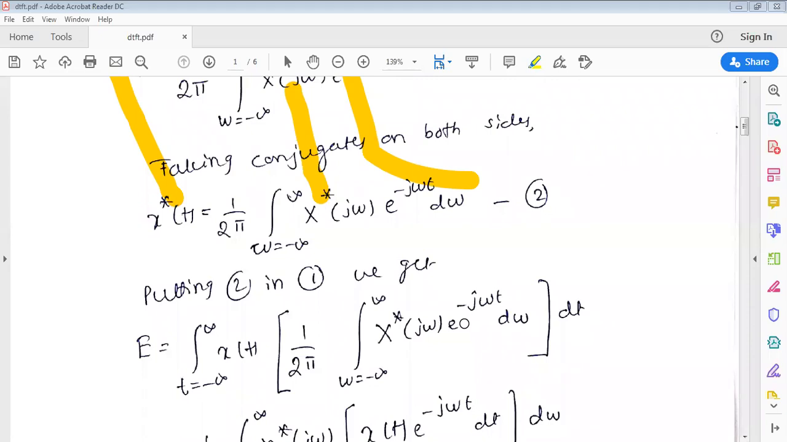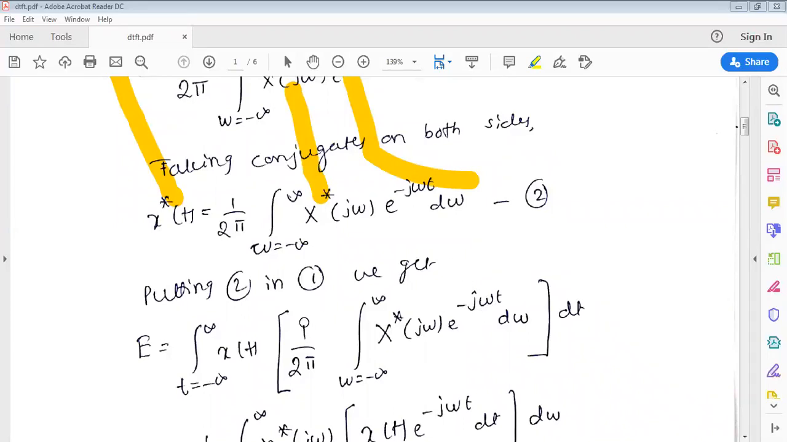Any doubt? All of you follow this step? Yes, sir. So what actually happens here is I'm writing x of t and x star of t. X star of t gets replaced by its equivalent. So other things will remain unchanged.